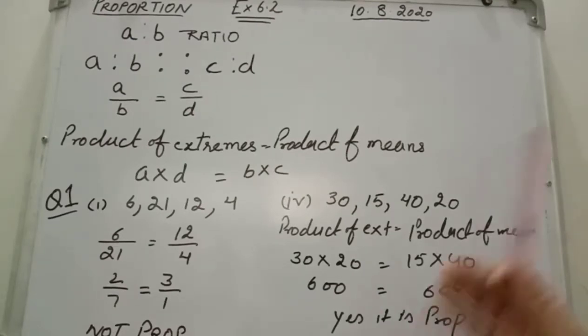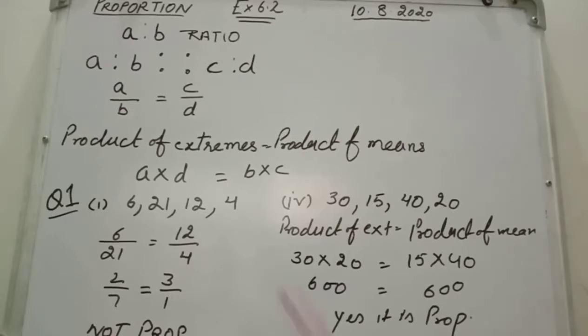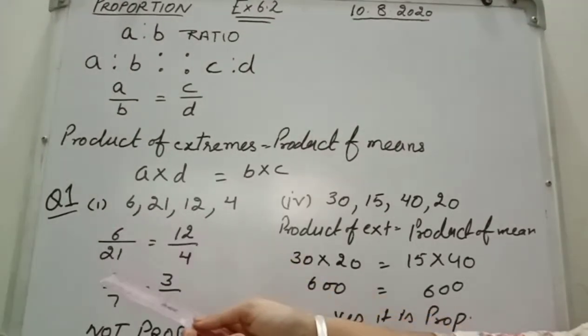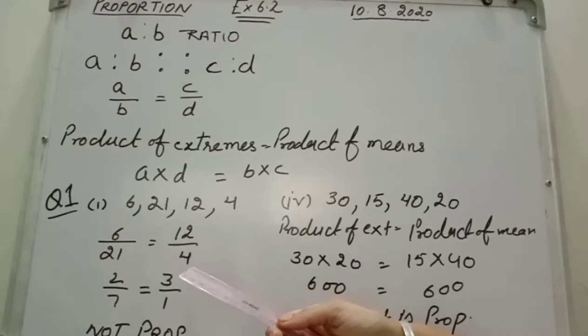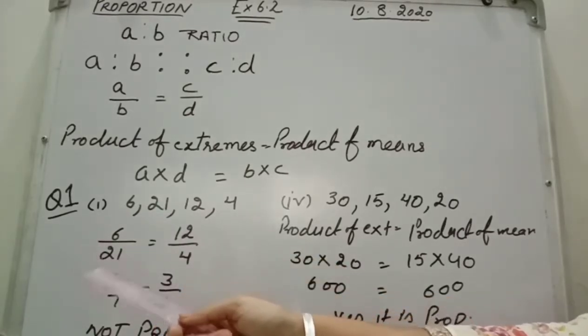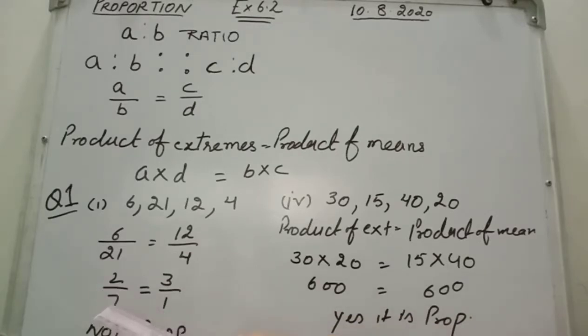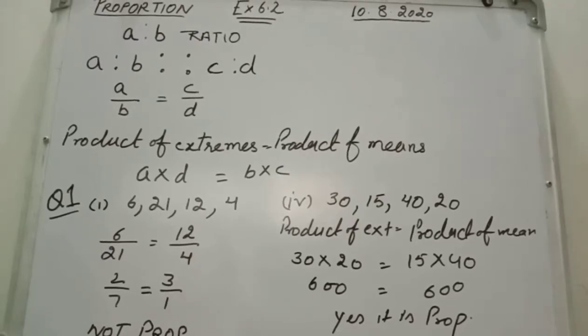In the first part, they said find whether the numbers are proportional or not. We can use two methods here. One by one I will solve. First method: it is given 6 over 21 is equal to 12 over 4. We do the cutting. Here I am using the table of 3: 3 2s are 6, 3 7s are 21. Here I am using the table of 4: 4 1s are 4, 4 3s are 12. You can see both are not equal. It means they are not proportional. If both are equal, then it is proportional.